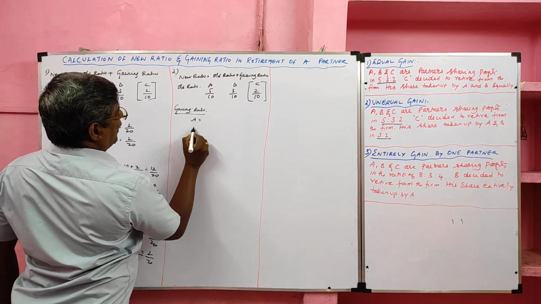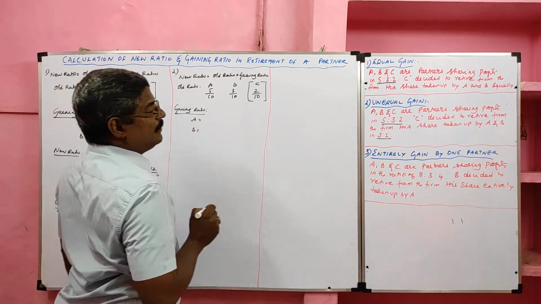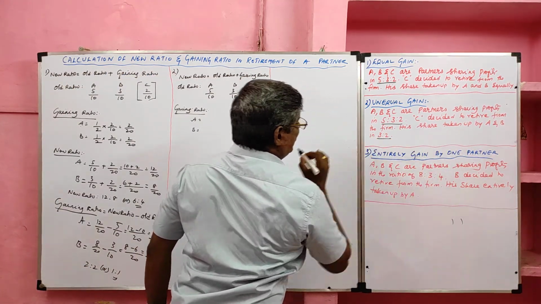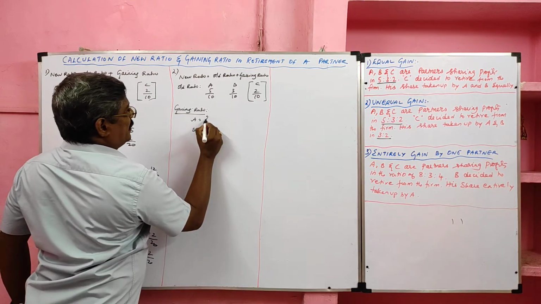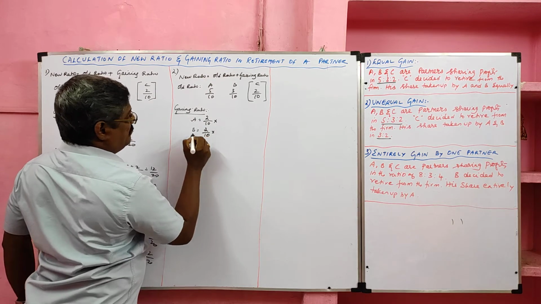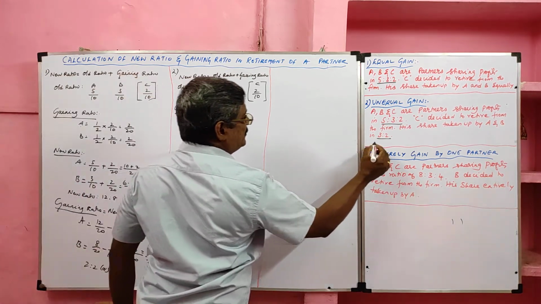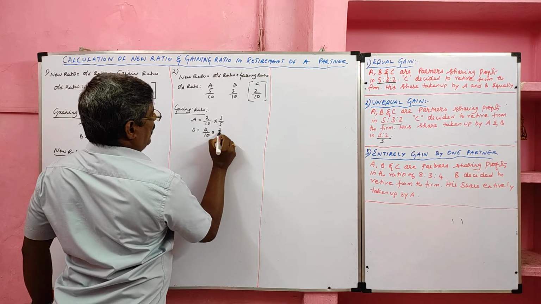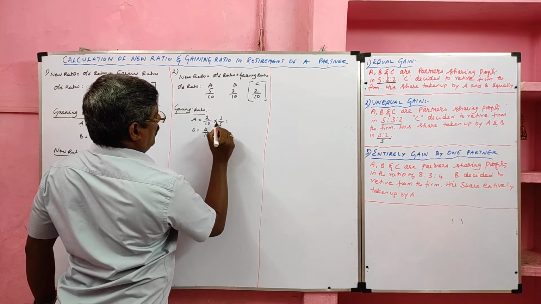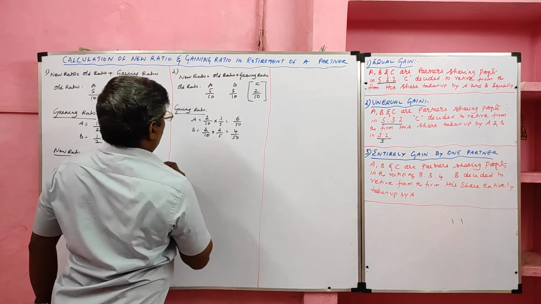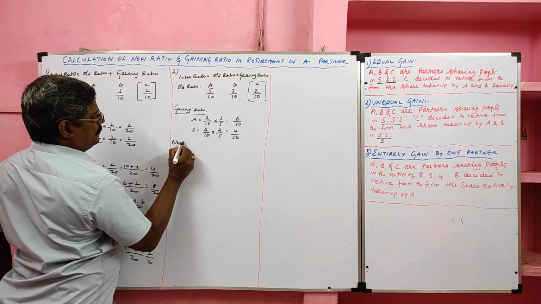Who gains? A and B. The retiring partner's share is gained by A and B in 3:2. 3:2 means 3/5 and 2/5. So 3/5 and 2/5. Next we will find the new ratio.